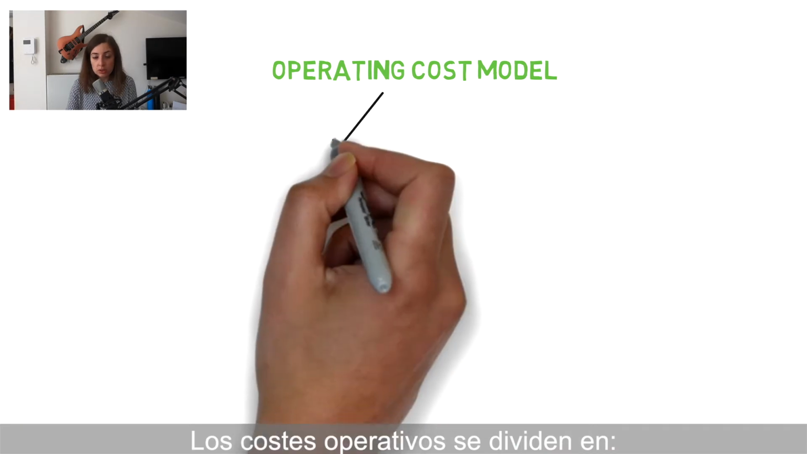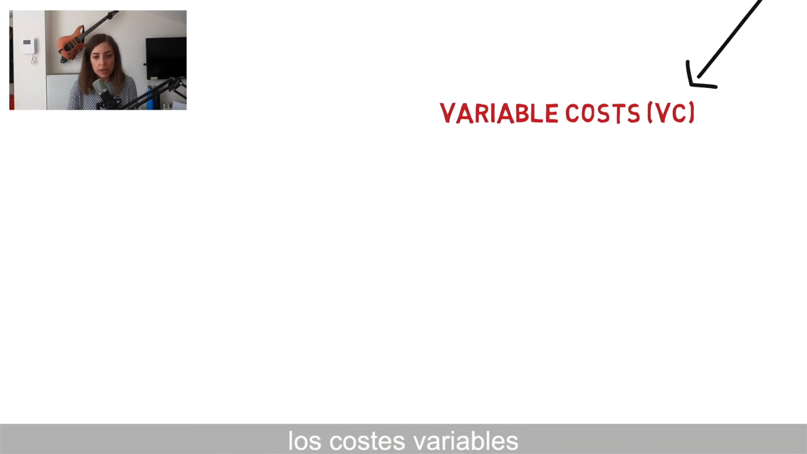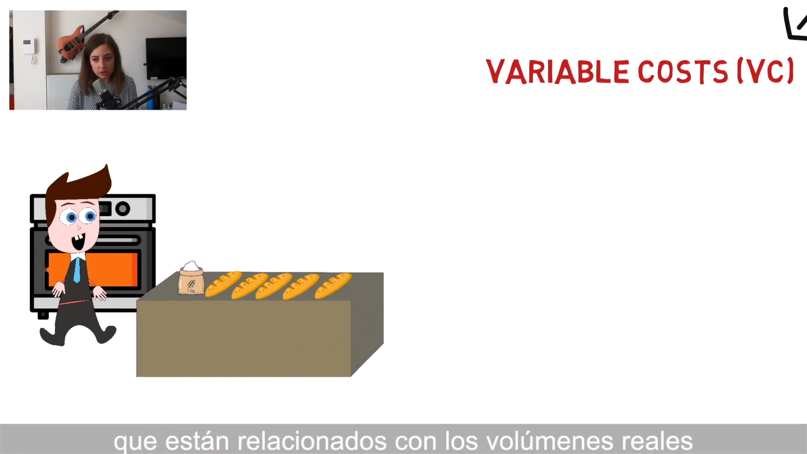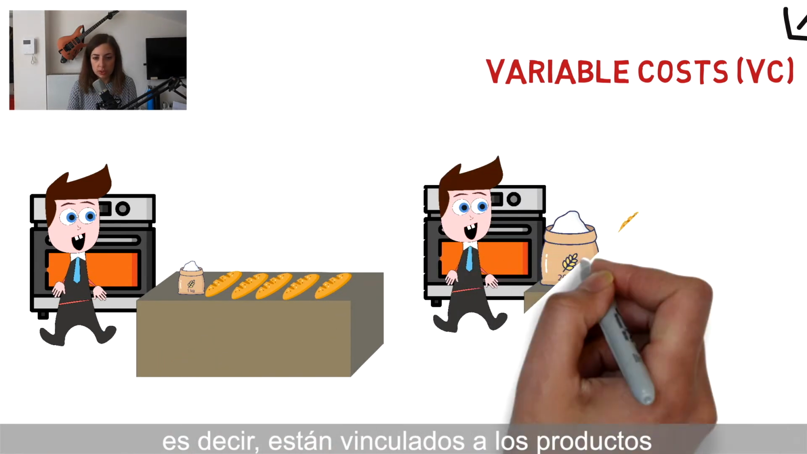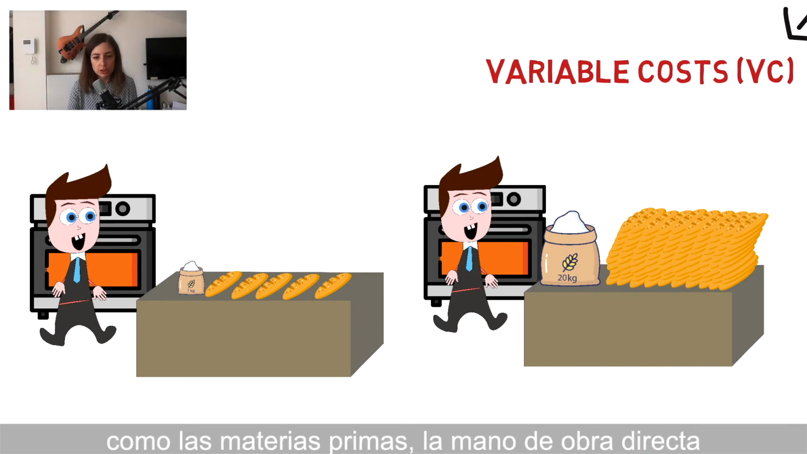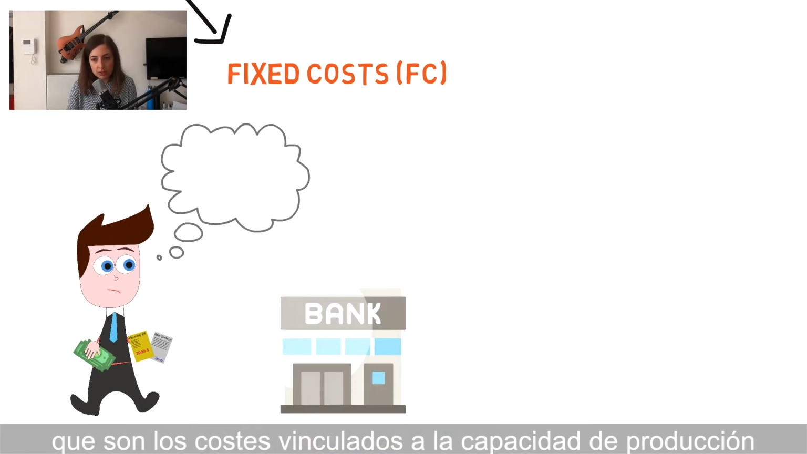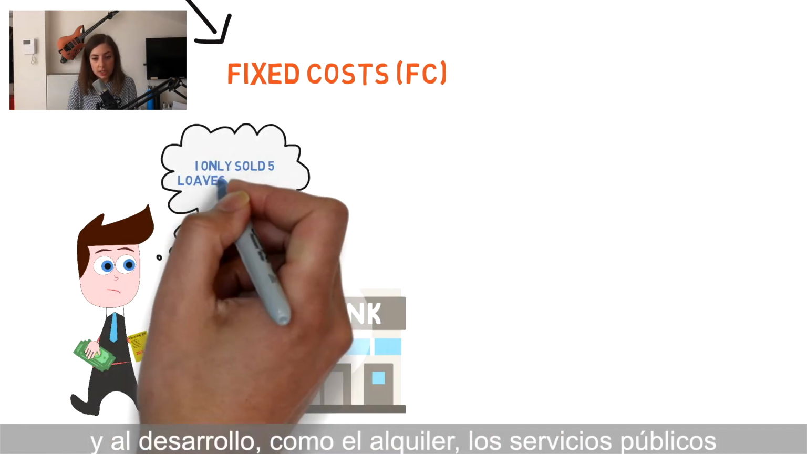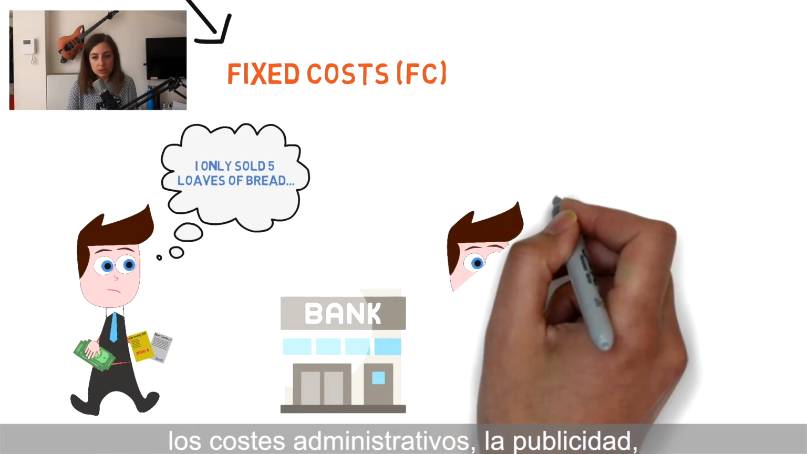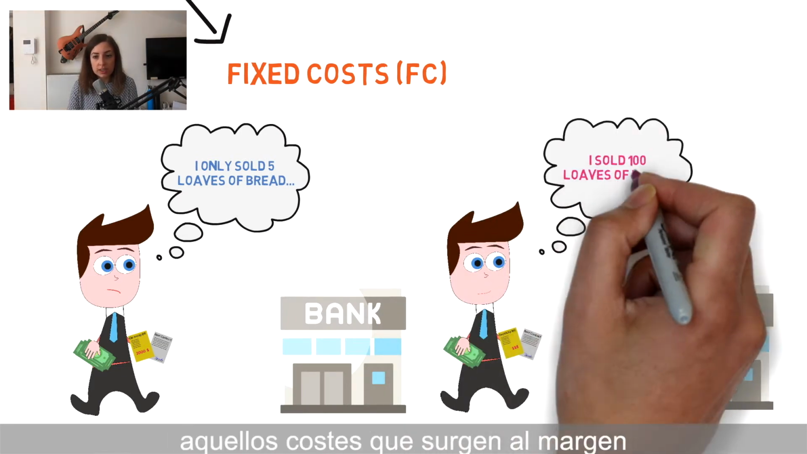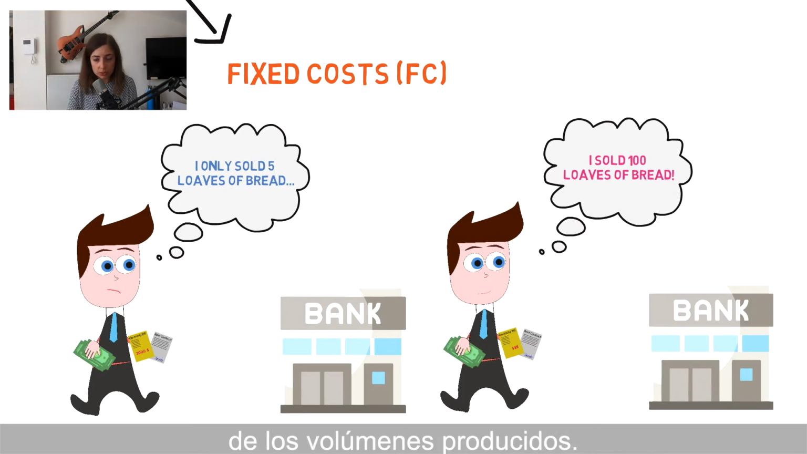The operating costs are divided into variable costs, which are related to actual volumes, i.e. they are linked to the products to be sold, such as raw materials and direct labor. And fixed costs, which are costs linked to production capacity and development, such as rent, utilities, administrative costs, advertising, training, costs that arise aside from the volumes produced.